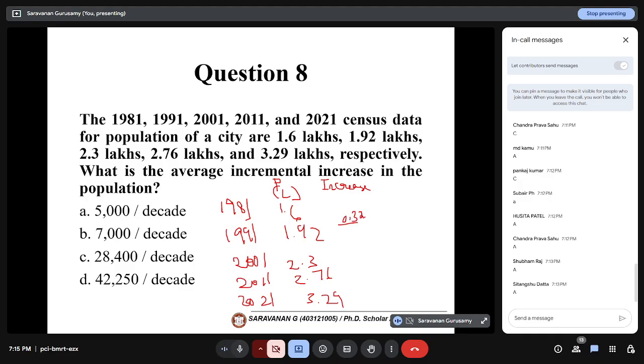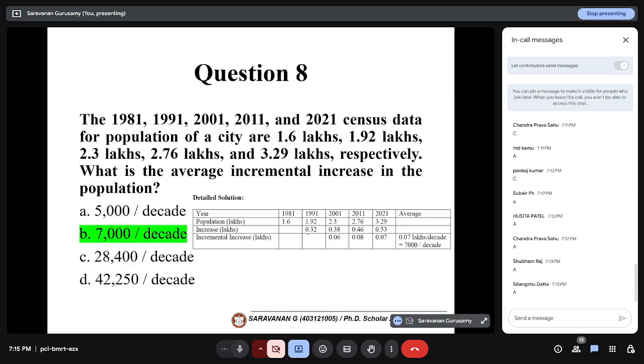Don't take positive or negative, I am asking just the increase. So here the increase is 2.3 minus 1.92, which is 0.38. Like that, if you take the increase in lakhs, it is 0.32, 0.38, 0.46, 0.53, written in the horizontal way. Then if you divide this by this, you will get a ratio, sorry, I'm taking the geometric method. They are asking for the incremental increase method.